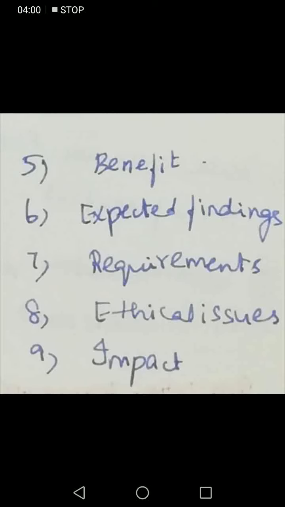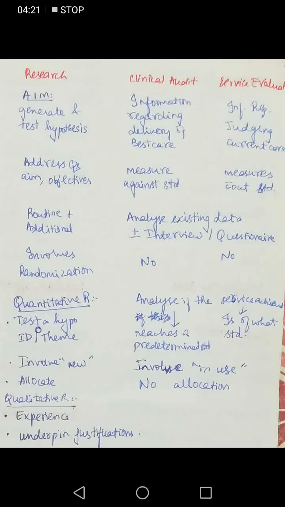While talking about ethical issues, it's pretty easy for us to say whether a particular study needs ethics clearance or not. It's simple common sense that if you're involving some living organism, say a human being, taking a sample from them, it needs ethical clearance. Okay, ethical issues. And ninth is impact. And then there are these three things which we have to discuss. The terms are research, clinical audit, and service evaluation. The aim of each will be seen now.